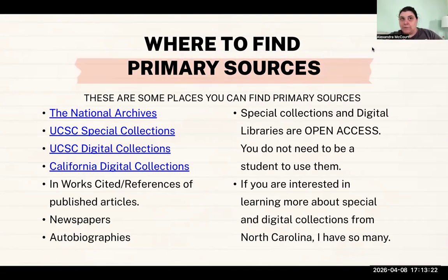But of course, it's a lot easier for you to navigate that information if you are a student of that university. But if you are interested in learning more about special collections and digital collections from any state, whether it's North Carolina, California, I have a lot of information on how to access those things. So just let me know. But a great place for you to always start is within your own university collections. But if you look at other university collections and you want access to those things, you can always just email the archivist and the special collections director, and they'll happily send that information over to you.